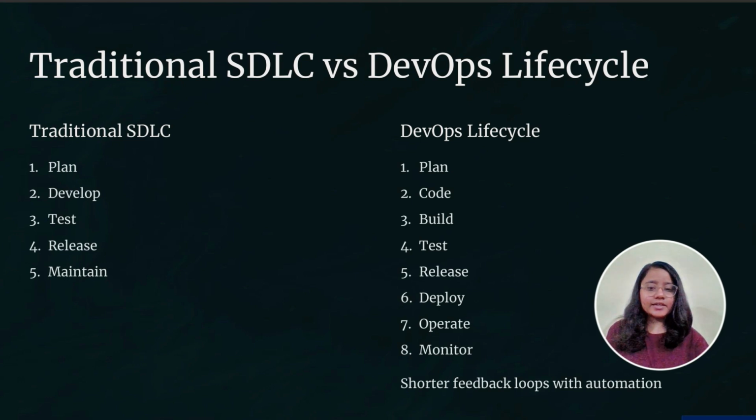Benefits are bugs are caught early, features are delivered weekly instead of quarterly. All teams stay involved throughout the process. A real world analogy is like running a restaurant kitchen. Chef, waiter, and dishwasher work together continuously, constantly improving the dishes based on the customers' feedback.